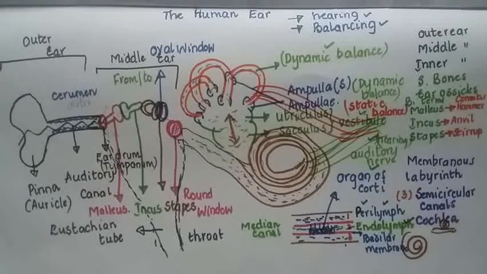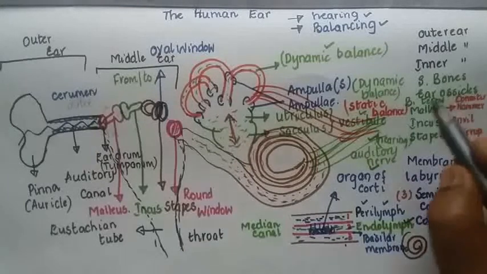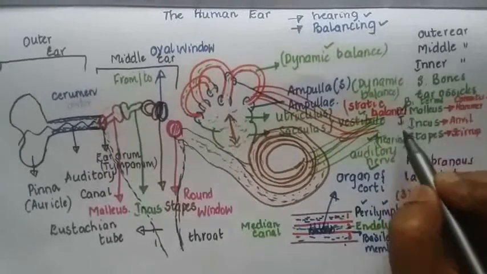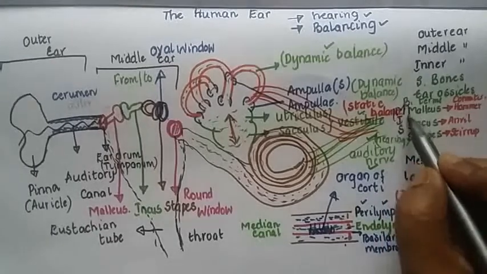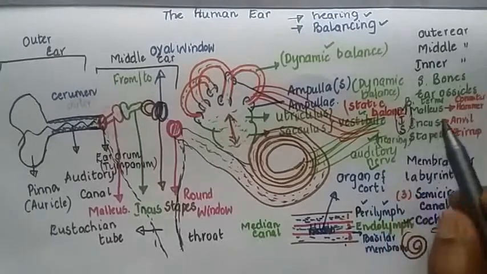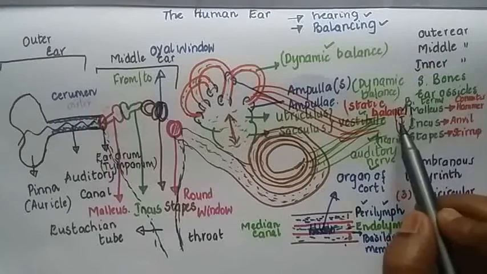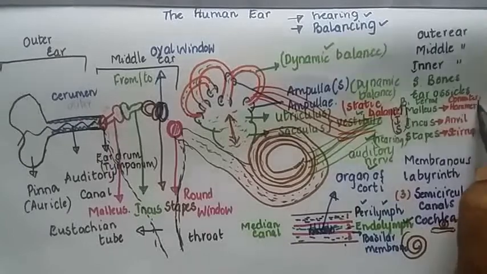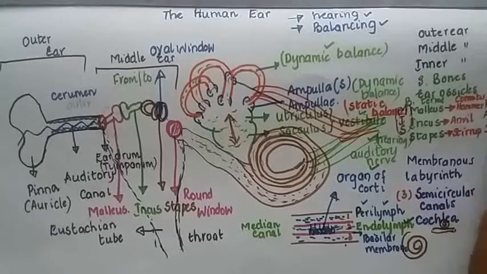Children, one more thing. In order to remember the common terms and the scientific terms, I'll give you a clue. You can just remember the three letters MIS: M for malleus, I for incus, S for stapes. You can also remember HAS: H for hammer, A for anvil, followed by S for stirrup.